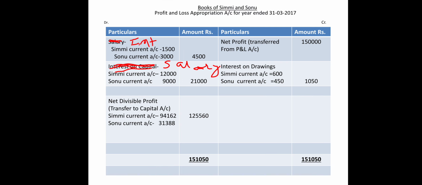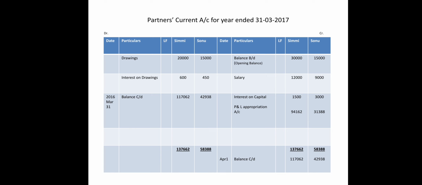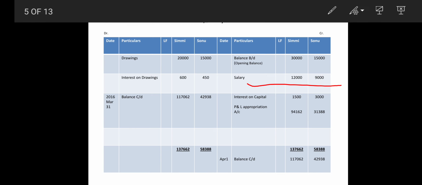Now that will be transferred to the partner's current account. So under current account, we are going to transfer this P&L appropriation, 94,162 and 31,388, and then we will make the total of this partner's current account also.